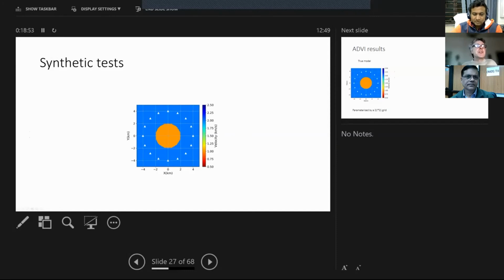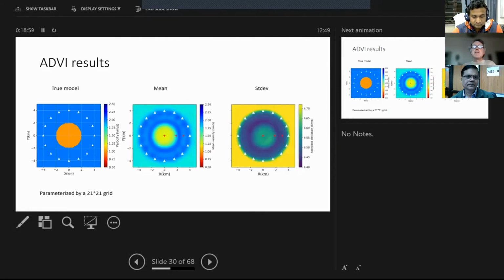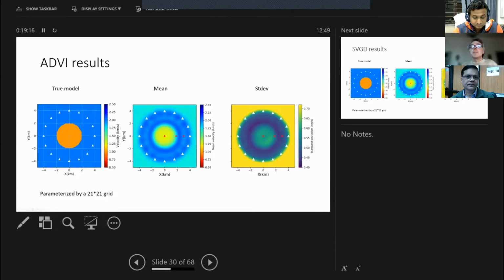So let's put the real structure over there, and I'll just show you immediately the results that we get from ADVI. And here we have the mean of that algorithm. And what we can see is, again, we do nicely image the low velocity region in the mean. It's not got the same velocity as the true model, but it doesn't have to. This is a statistic of the family of models that fit the data. It's not actually a model itself. It's a statistic. Together, this one and the standard deviation on the right represent some measures of the spread of that family of models.